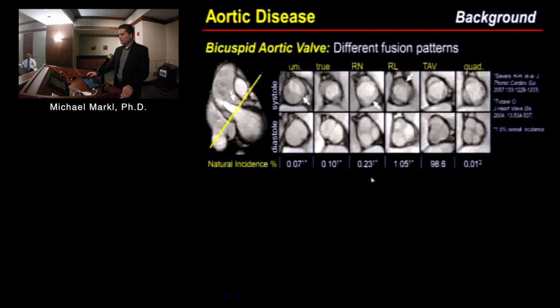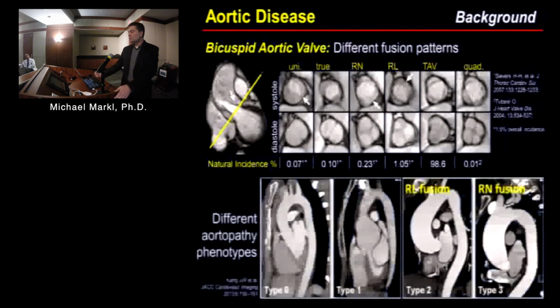The most frequent one is the right-left fusion pattern that you see most of the time, but there are also other patterns. So they're similar, but they're built differently into the aorta. And the idea is that they probably also develop different types of flow patterns depending on how the valve is built into the aorta.